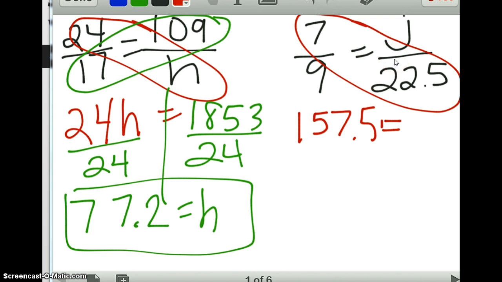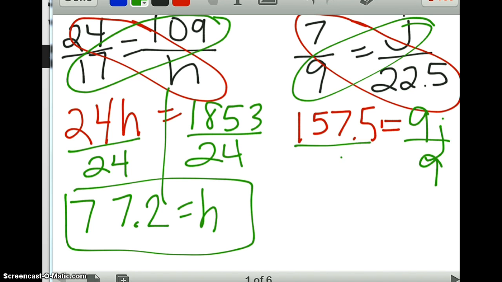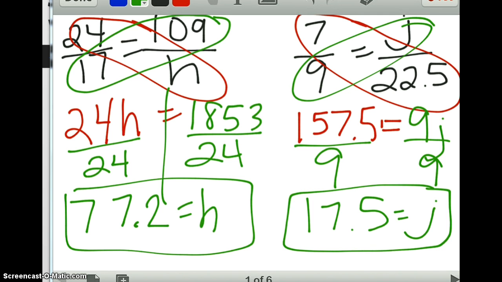Mrs. Beaver, does it matter which side of the equal sign stuff goes on? It does not. So over here I've got 9j. And let's see, so how do I undo that? Times 9, I divide, divide by 9, divide by 9. So I get 17.5 equals j. So those should be pretty nice.